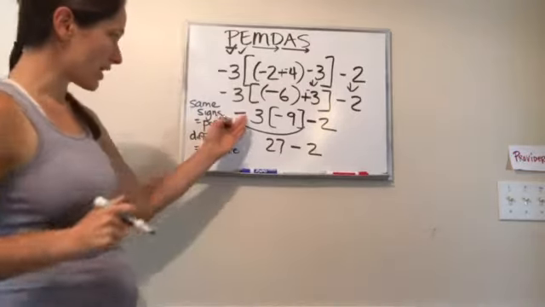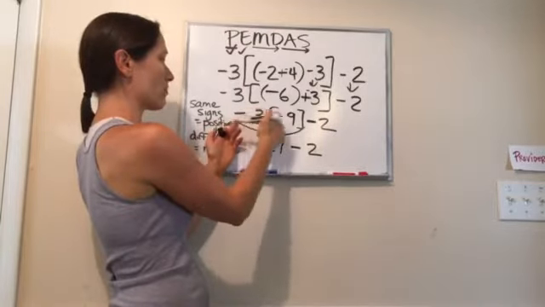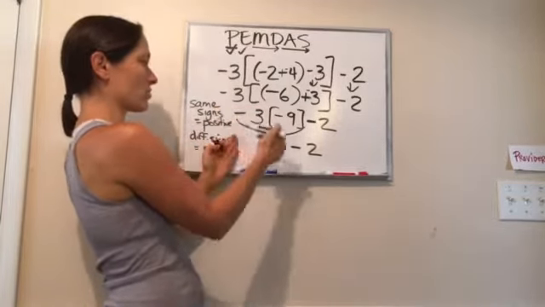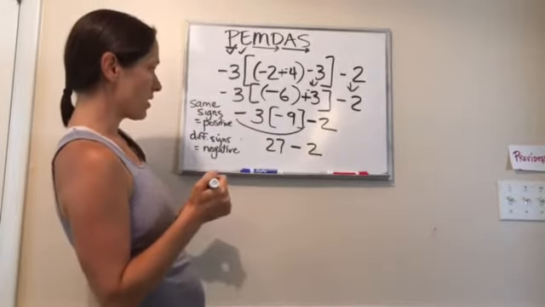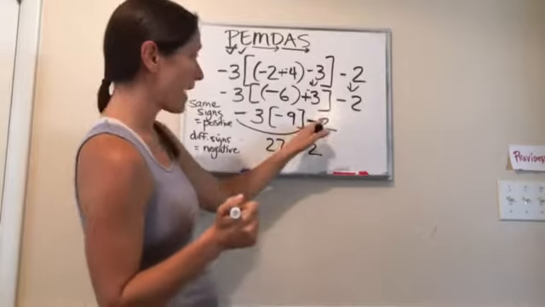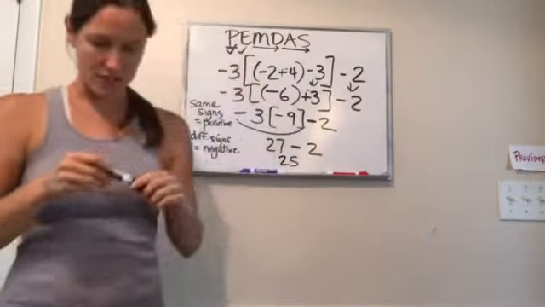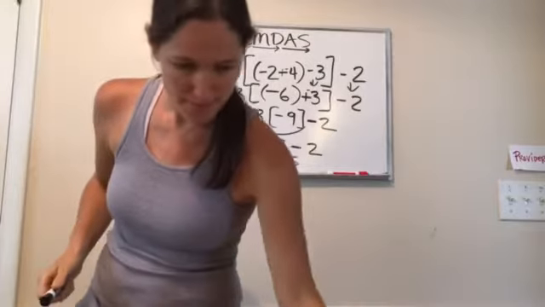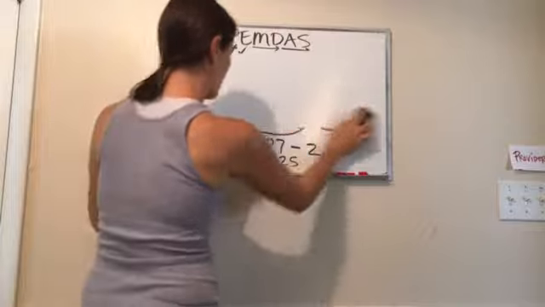Now let's look at this -3 times -9. 9 times 3 is 27, and since they're both negative, same signs, the answer is going to be positive. So we've got 27 as our answer. Now, 27 minus 2 is 25. And that is our final answer. Got it? All right, let's do another one just to make sure you're understanding it completely.